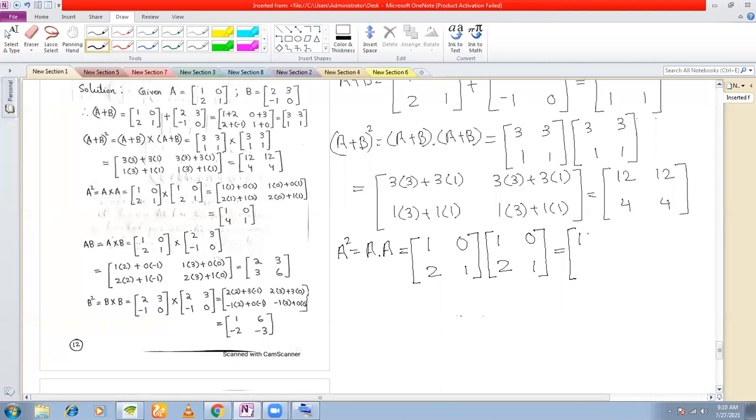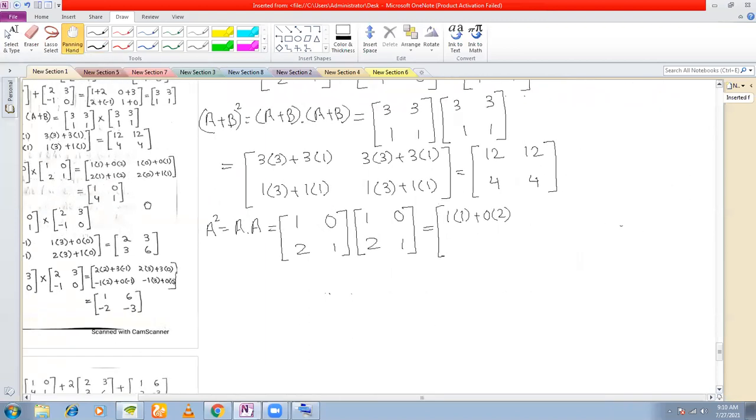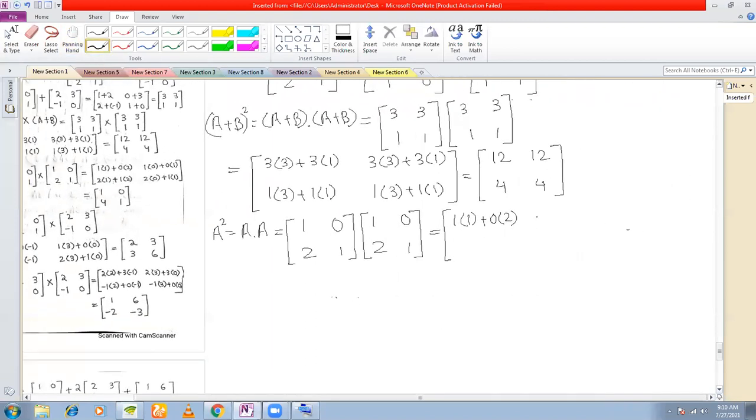First row, first column, 1 into 1 plus 0 into 2. Next, first row, second column, 1 into 0 plus 0 into 1. Next, second row, first column, 2 into 1 plus 1 into 2. Second row, second column, 2 into 0 plus 1 into 1.